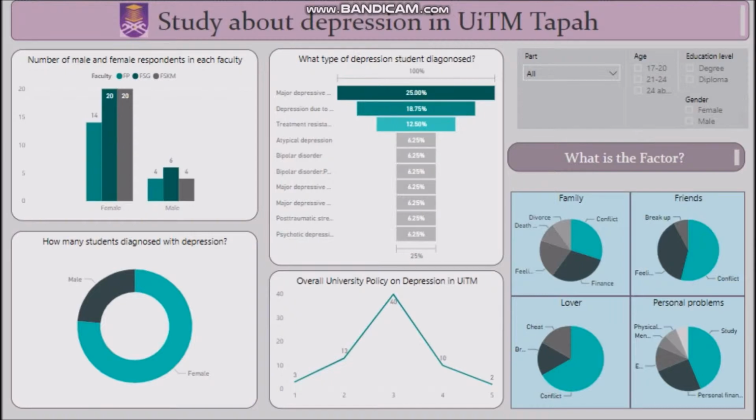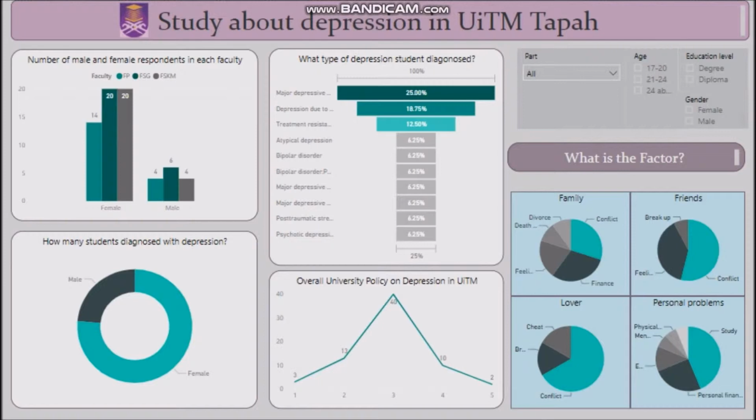So here we came up with three objectives. The first one is to identify the number of students in UiTM Tapah who are diagnosed with depression. The second objective was to study the factors of depression among UiTM Tapah students. And our last objective is to visualize the data in a statistical approach. Alright, so overall, we use 5 types of graph to display our data on the dashboard.